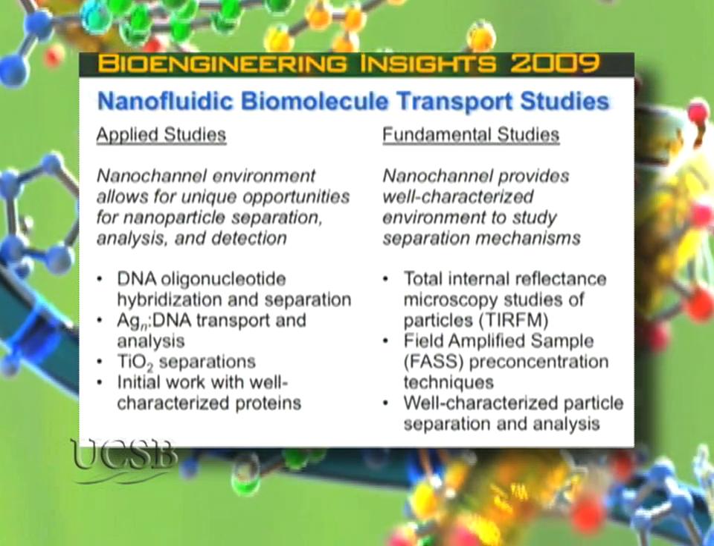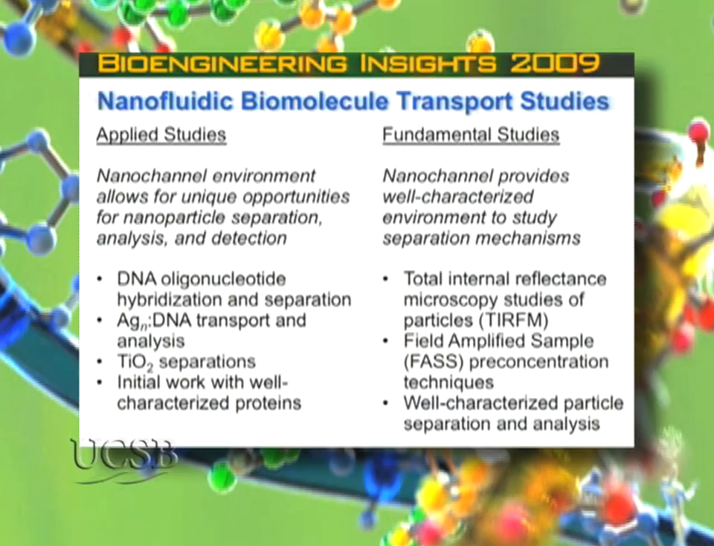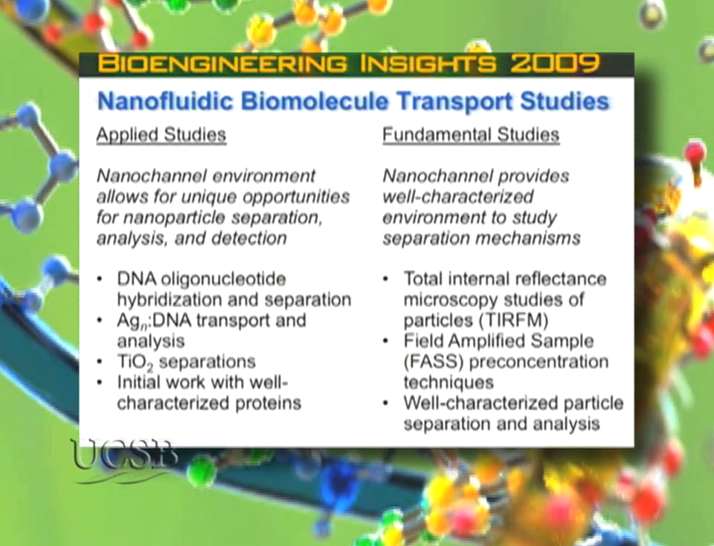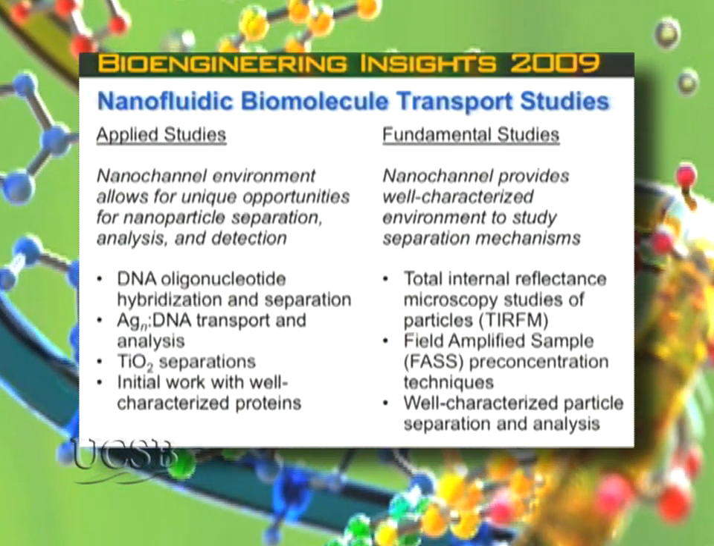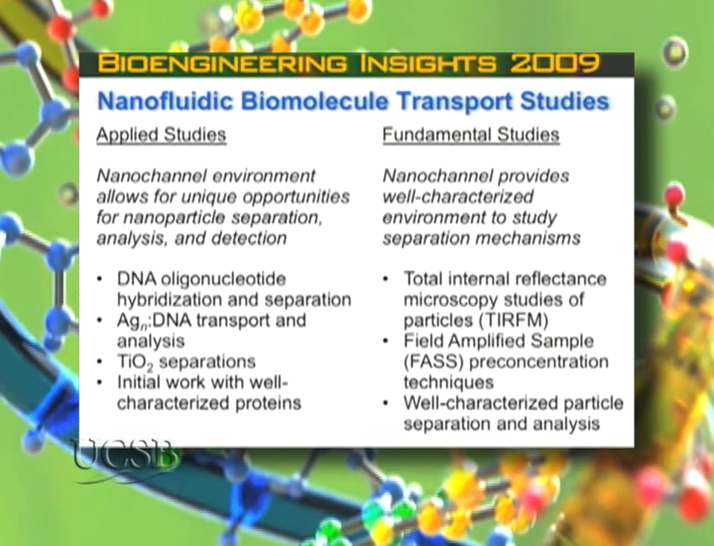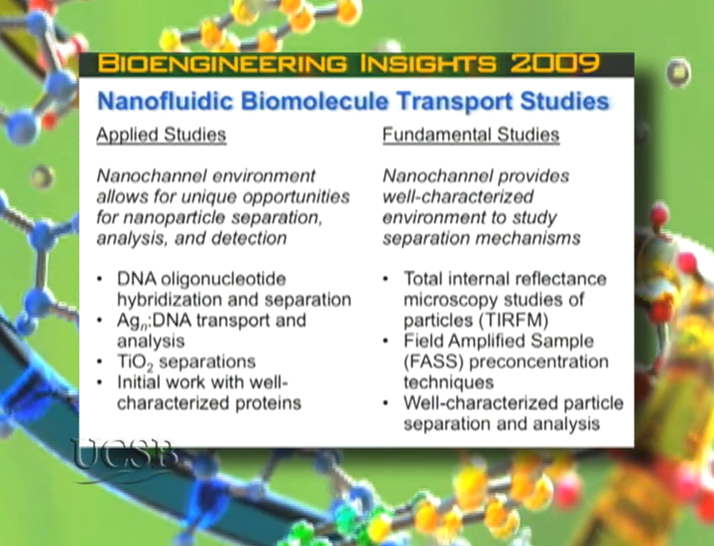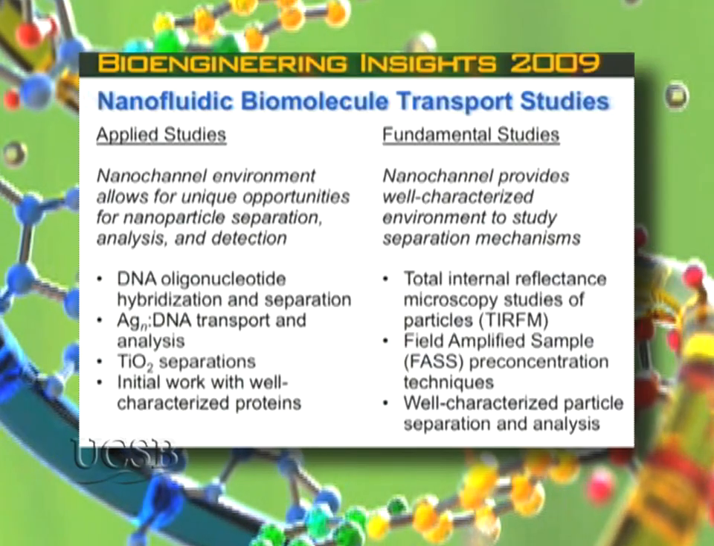And they don't know much about those silver DNA nanoclusters, and we said, hey, maybe we can use our technology to help characterize those molecules. We also have been working in the Bren School with titanium dioxide separations and characterizations, and we've done some initial work with well-characterized proteins. And these are all just applied. We want to see how far we can go with the technology.